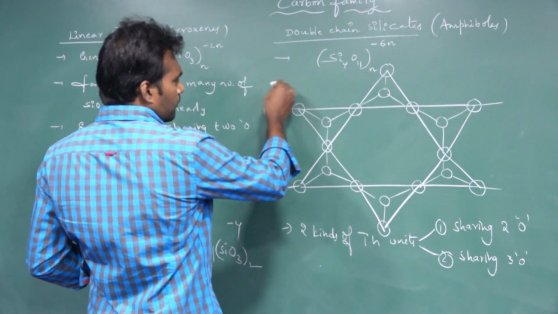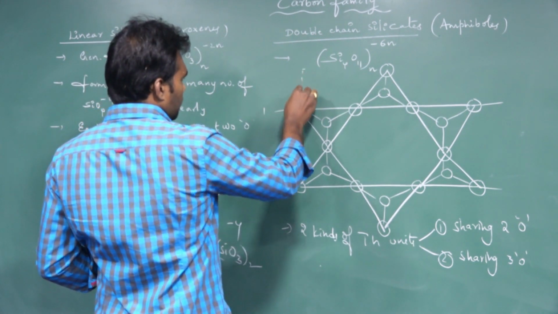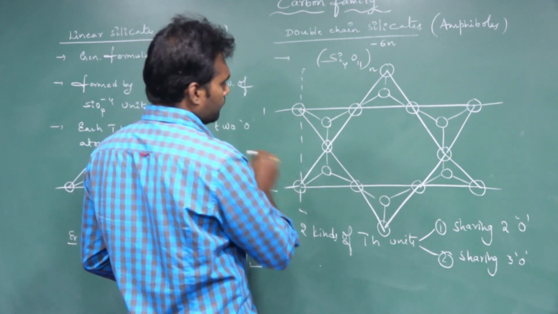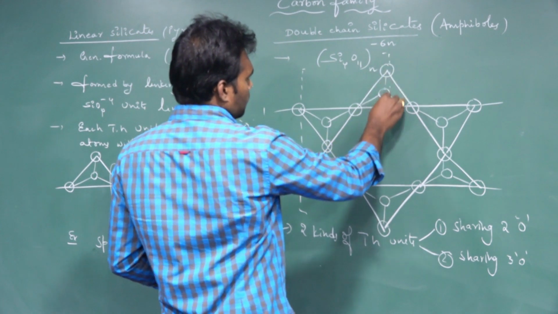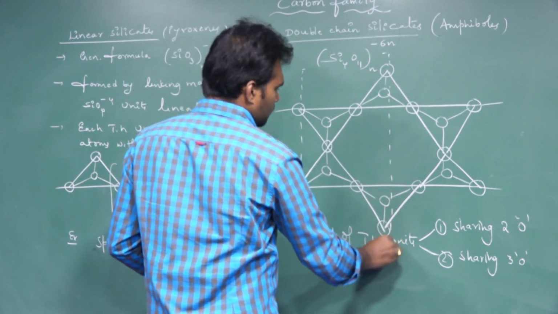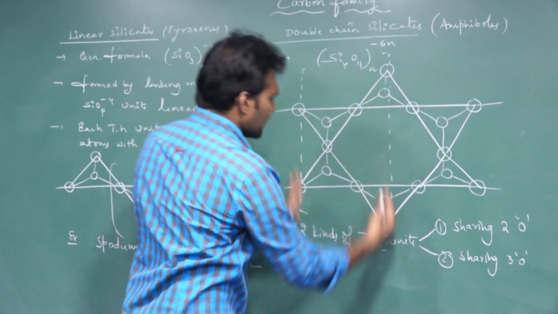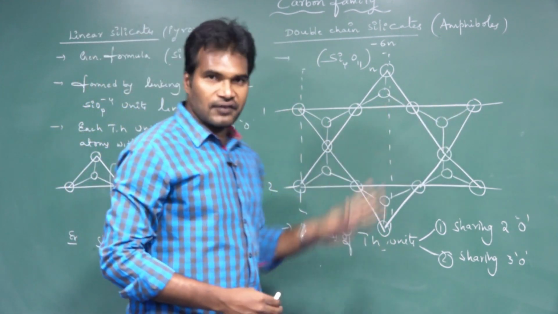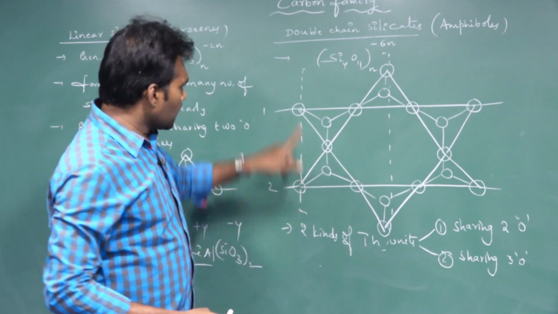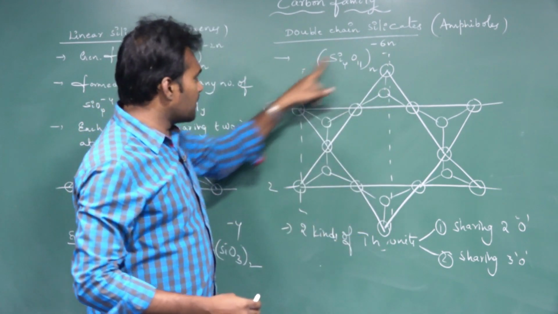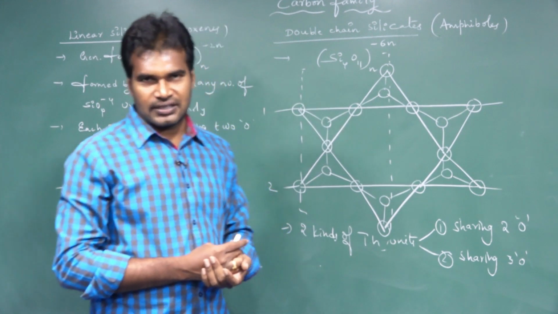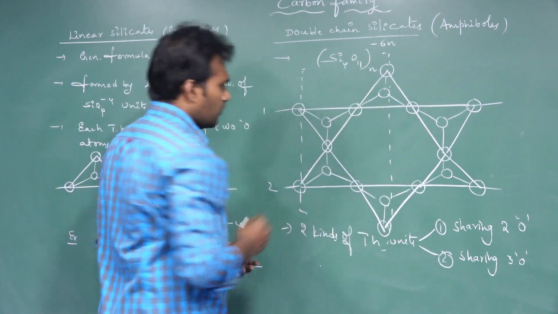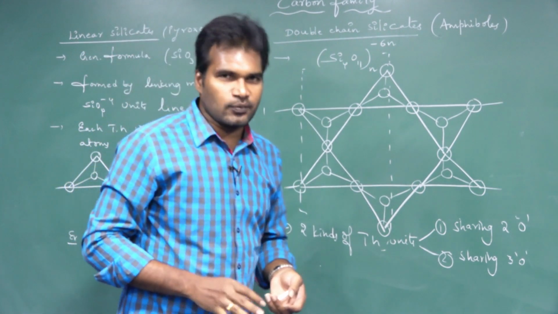I am taking from here to here. So this as a monomeric unit I am taking. Why? Because again from here, again same thing will repeat. Understood? So this is the monomeric unit in this double chain silicate. So if you take this as a monomeric unit, in these monomeric units, how many silicon atoms are there?